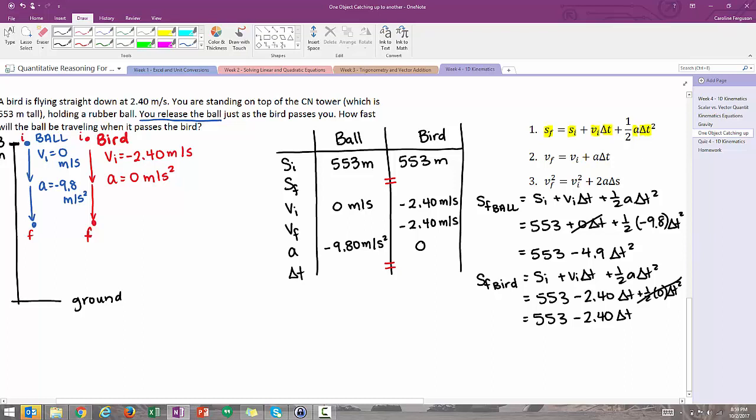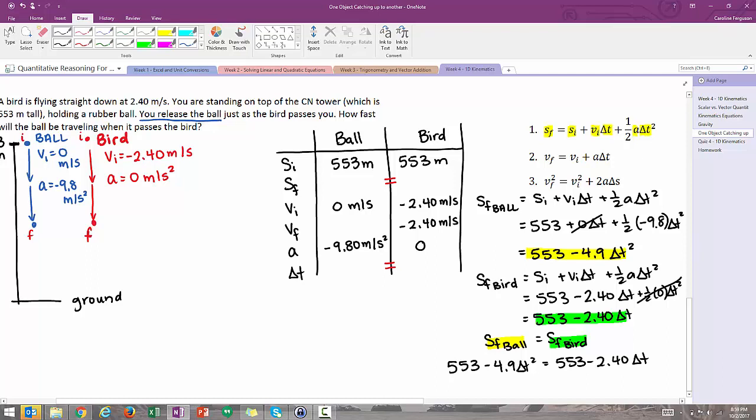So as we said, when the ball catches up to the bird, that means they're at the same final position at the same time. So that means that SF of the ball must equal SF of the bird. So now I'm going to put in the equation for SF of the ball over here and SF of the bird over here. All right, so SF of the ball, we got 553 minus 4.9 delta T squared, is equal to SF of the bird, which is 553 minus 2.40 delta T.